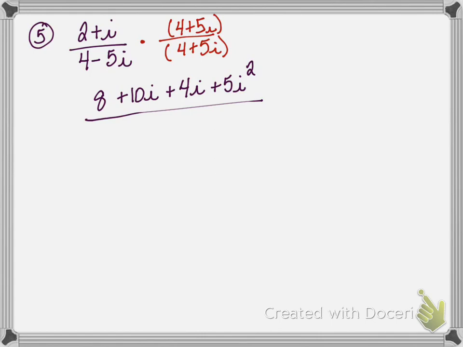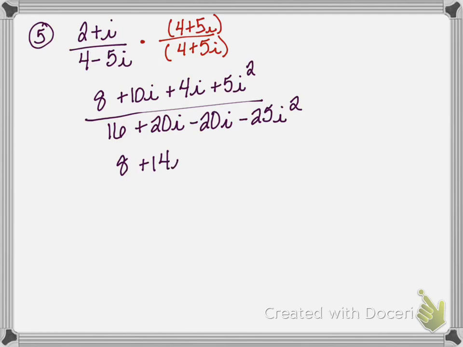Then we're going to do the denominator. 4 times 4 is 16. 4 times 5i is 20i. Negative 5i times 4 is minus 20i. Negative 5i times positive 5i is negative 25i squared. Okay? So in the numerator, I'm left with 8 plus 14i plus 5 times negative 1, because i squared is negative 1.